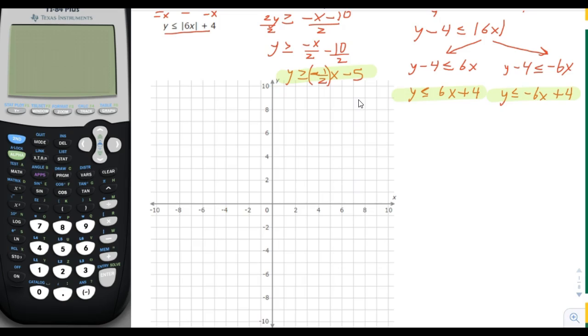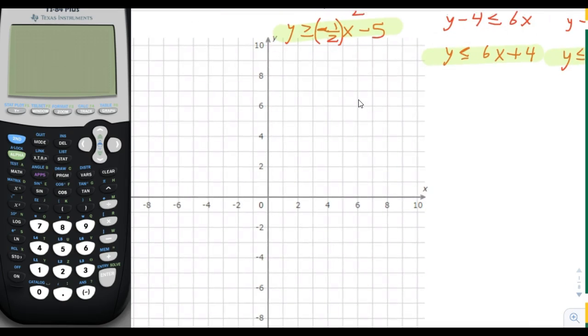Okay, so first I'm going to do this: y is greater than or equal to negative 1/2 x minus 5. So in this one, the y-intercept is negative 5, and then the slope is negative 1/2. Negative 1/2 is a downward slope because it's negative, right? And the rise happens to be negative 1, and the run happens to be 2. So basically, it goes down 1 and over 2, like that, okay? But it's going to intersect here at negative 5, so it looks kind of like this, okay?